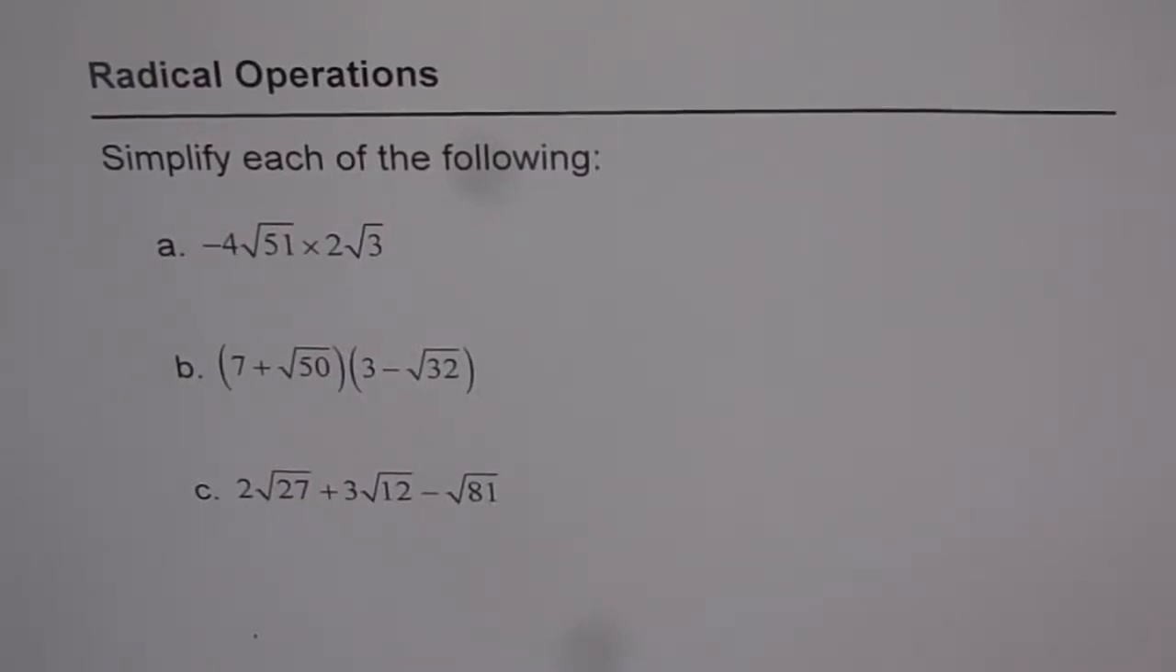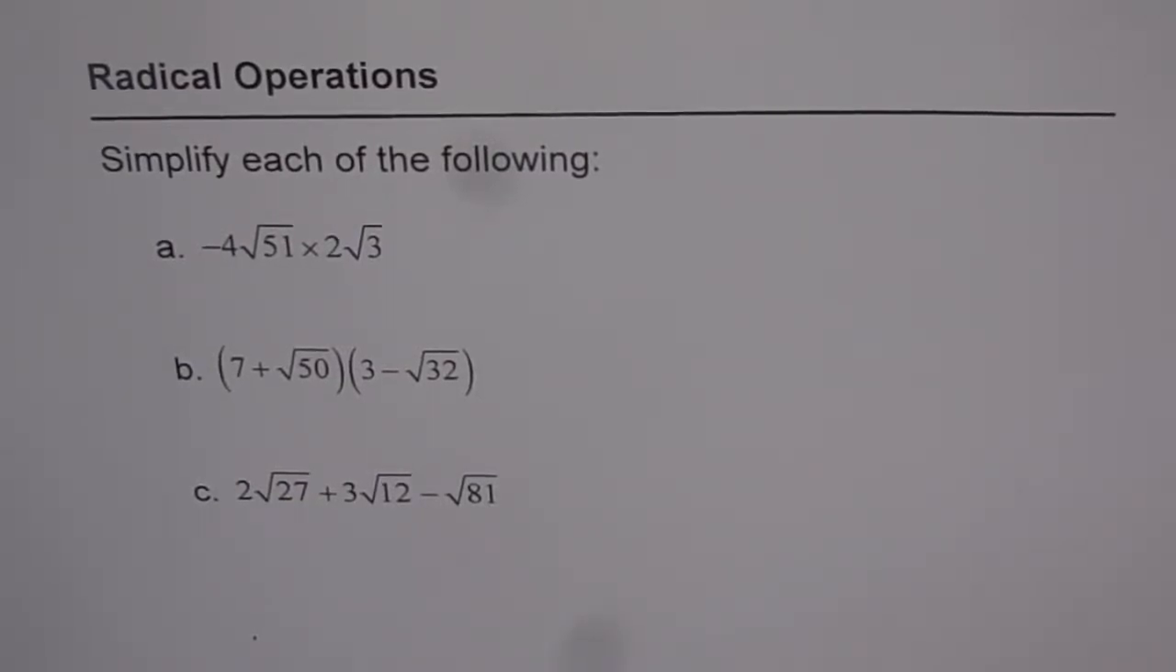Here is a test problem on radical operations. Simplify each of the following. A is minus 4 times square root 51 times 2 times square root 3, and B is 7 plus square root 50 times 3 minus square root 32. And then C is addition: 2 square root 27 plus 3 square root 12 minus square root 81.